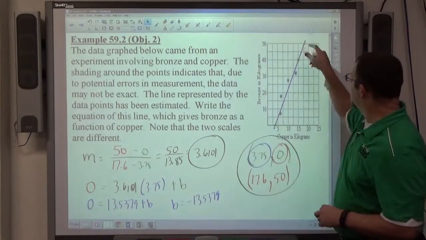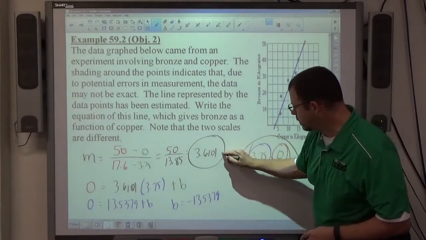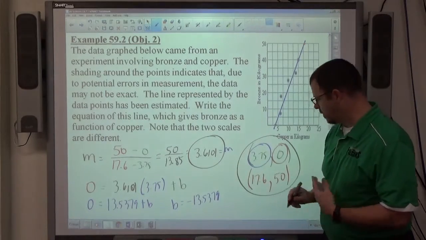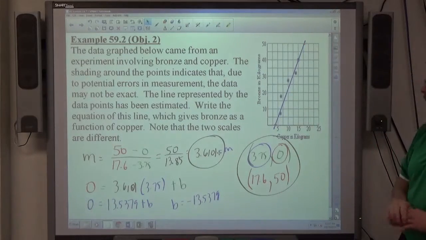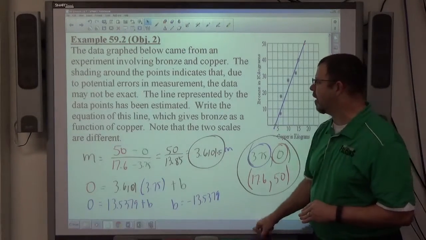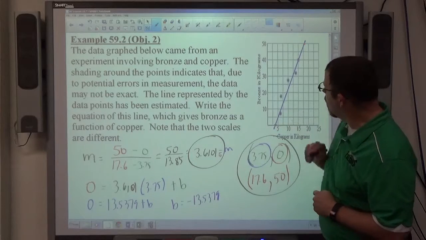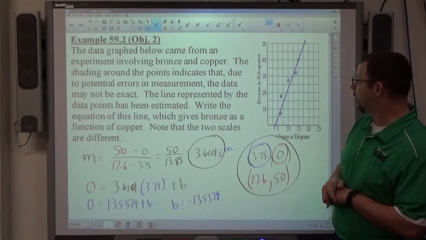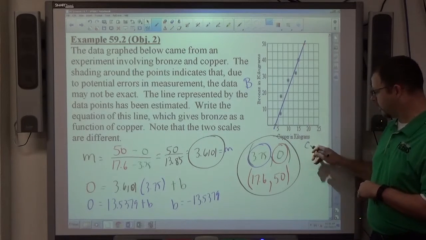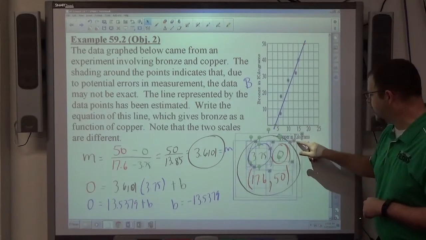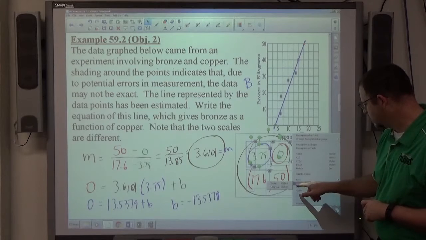So notice that we have a slope. We have a y-intercept, right? And our job is to find the equation of the line. Now, the last thing I want to do is write the equation properly. It says write the equation of the line which gives bronze as a function of copper. What variable do you think we're going to use for bronze? B. And how about copper? C. All right. So imagining using those two variables.